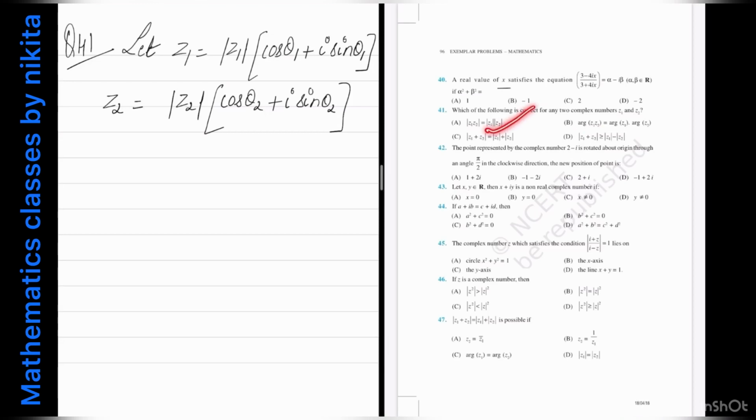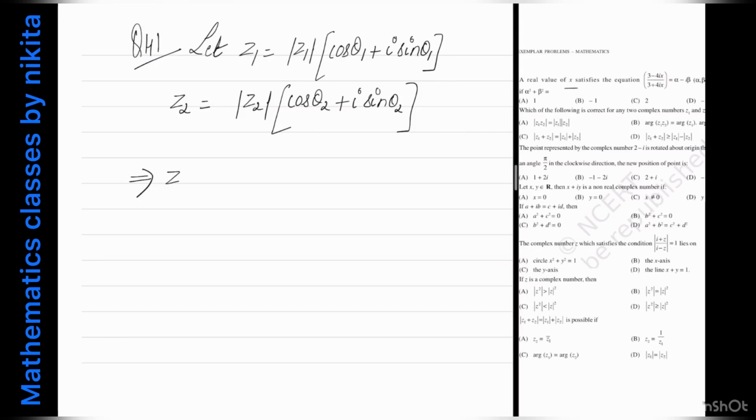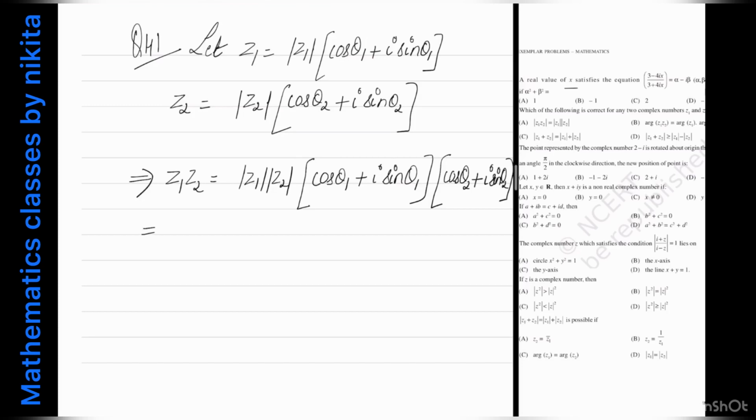अगर इनमें से कुछ निकल के आ गया then you don't have to take this z1 plus z2. ठीक है, so what is z1 into z2? So z1 into z2 will be equal to mod of z1 into mod of z2, and then you have cos of theta 1 plus iota sine of theta 1, then this is multiplied by cos of theta 2 plus iota sine of theta 2, and this will be equal to mod of z1 into mod of z2.